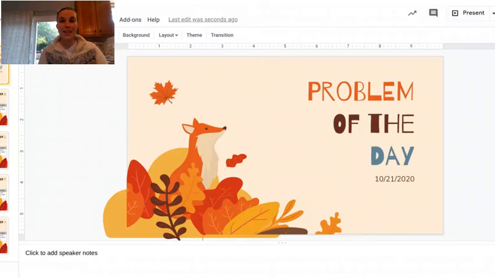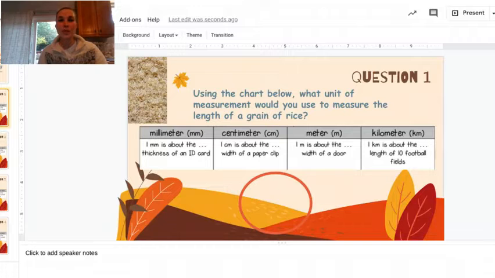Fourth graders, let's go over our problem of the day. For question number 1, it says, using the chart below, what unit of measurement would you use to measure the length of the grain of rice? So we have 4 different measurements we're looking at.